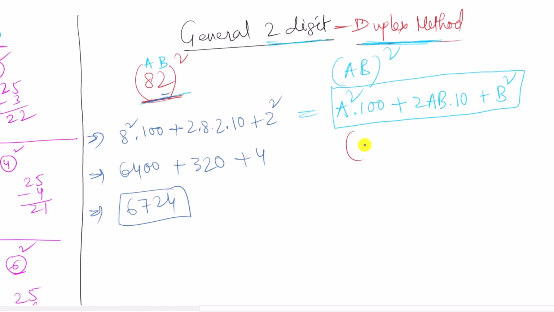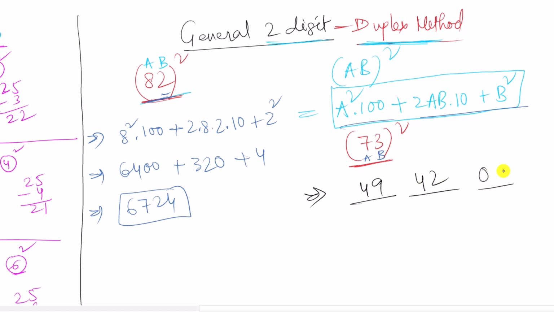Similarly, suppose we have the number 73 square. Here in this case, 7 is A and 3 is B. Let's just apply the same duplex method here also. The answer will have three parts. First of all, we're going to have A square. A square is 7 square, which will be 49. Then here we're going to have 2AB in the 10th place. 2AB means 2 times 7 times 3. So this will be 42. And here we're going to have 3 square. So this will be 09.